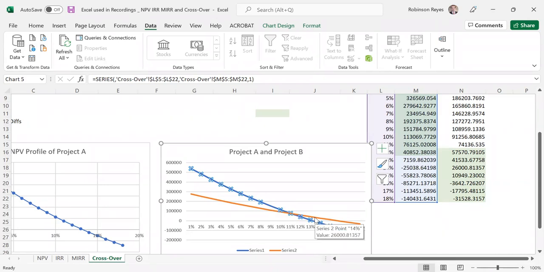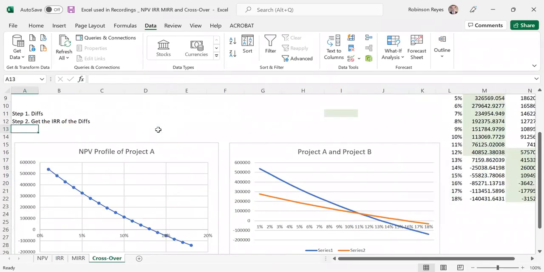And that is the crossover rate. That is the rate at which the two NPV profiles cross over, and then the decision changes. Project A, in this case, is no longer the optimal one. And after the crossover rate, project B is the optimal one.